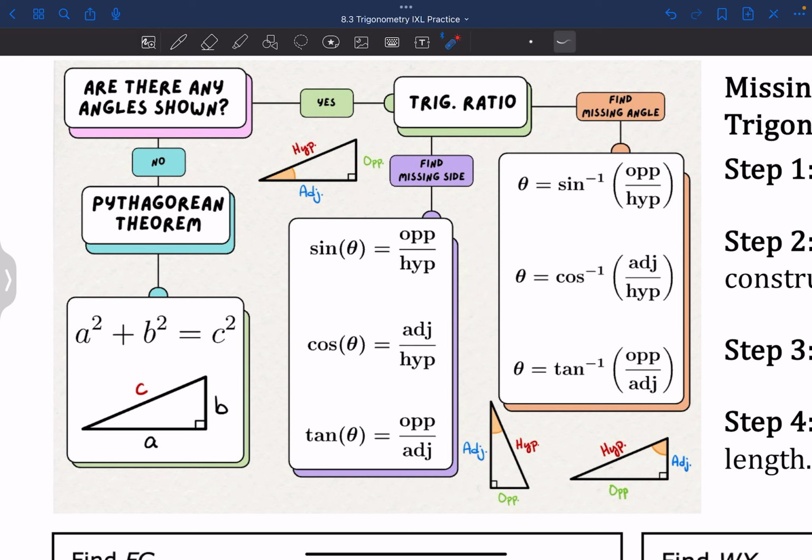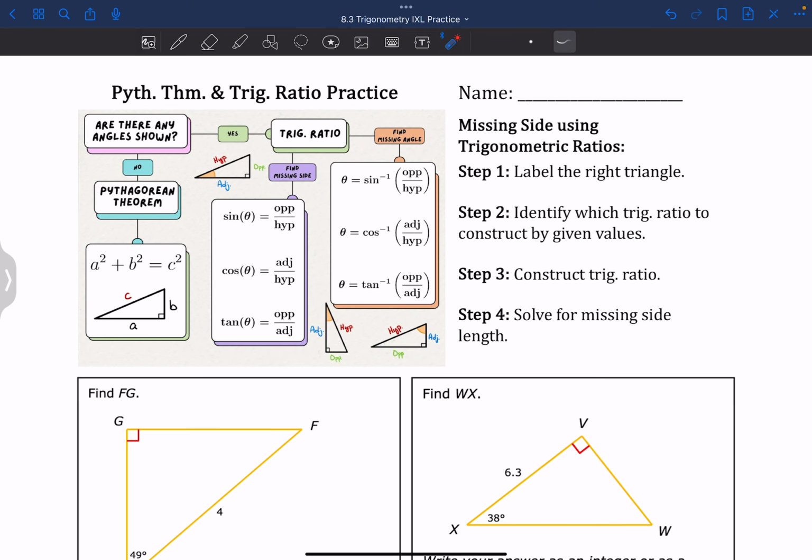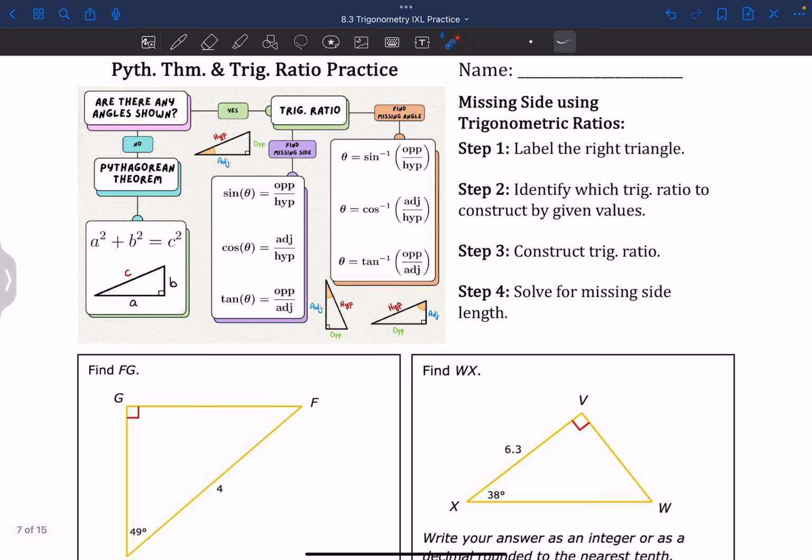Let's dive into how we can utilize trig ratios to find missing sides. It follows this process. Step 1, label our right triangle. We're experts at that because in the last video we literally constructed them, so we know how to label. Step 2, identify which trig ratio to construct given the values that we are presented. Step 3, construct the trig ratio. After we figure out which one we're going to use, we construct it and solve for the missing side length. Let's take a look at what this would look like in some examples.